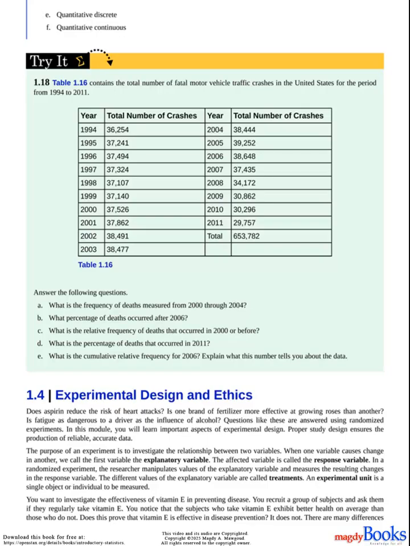In a randomized experiment, the researcher manipulates values of the explanatory variable and measures the resulting changes in the response variable. The different values of the explanatory variable are called treatments. An experimental unit is a single object or individual to be measured.